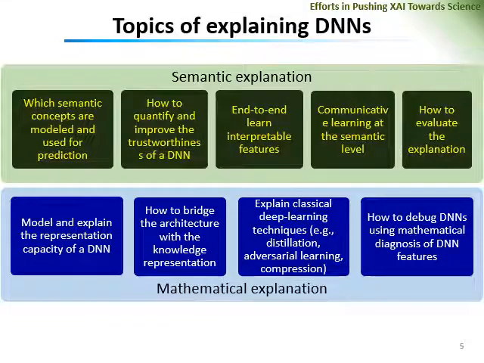In general, we can summarize topics of explaining DNNs into the following two types. The first type is schematic explanation. It means that people want to schematically explain the knowledge that is encoded in a trained DNN. The second direction is the mathematical explanation. That means people want to mathematically prove or explain the representation capacity of a neural network.